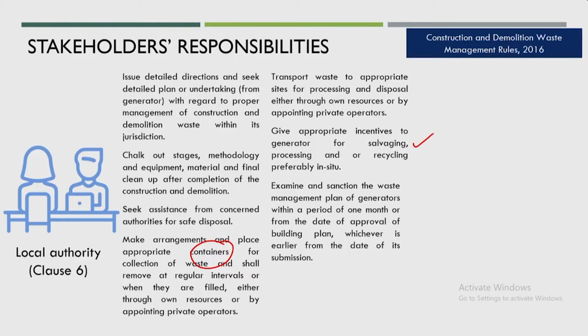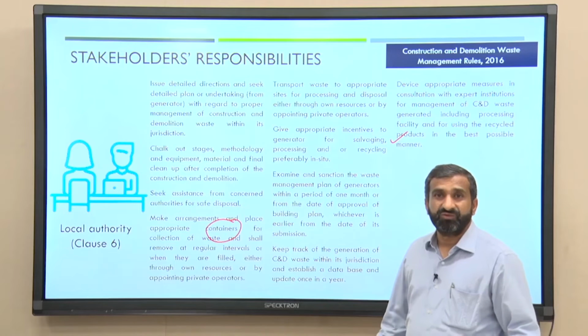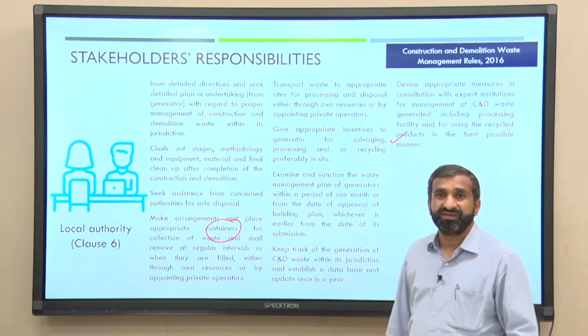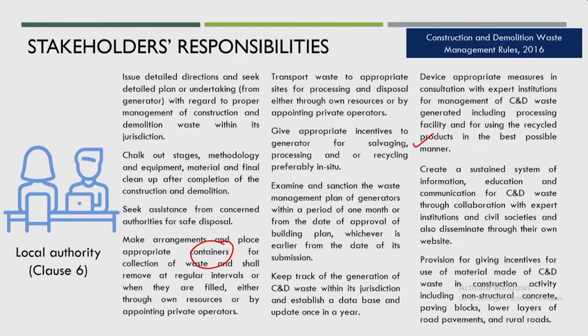Examine and sanction the waste management plan for the generator within a period of 1 month from the date of approval of the building plan. Keep track of the generation of C&D waste within its jurisdiction, and devise appropriate measures in consultation with expert institutions for management of C&D waste. These expert institutions could be academic institutes also, or whoever is using or recycling such kind of C&D waste, and create a sustained system for information, education and communication for C&D waste through collaboration with expert institutes, and provision for giving incentives for the use of material made from C&D waste in construction activity.